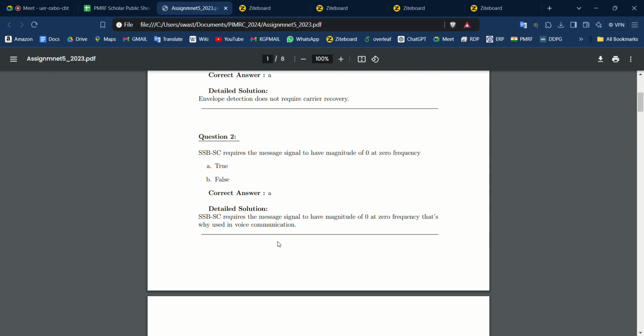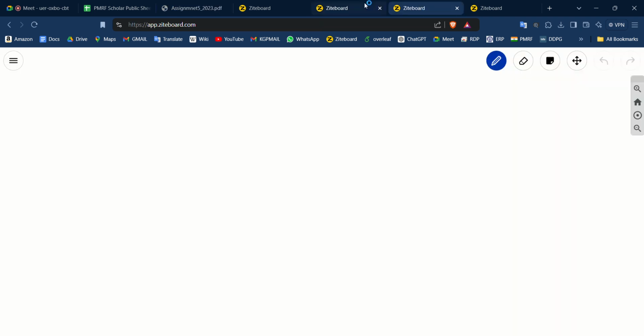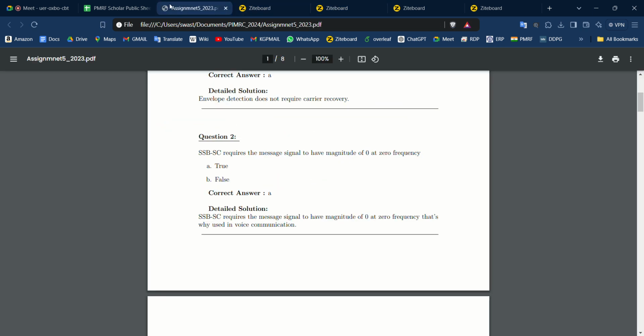SSBSC requires the message signal to have magnitude 0 at 0 frequency. That means the SSB-SC signal requires the message signal to have a magnitude of 0 at 0 frequency. Zero frequency is otherwise known as DC. So what it says is that the message signal must have no DC for single sideband suppressed carrier modulation. To better understand this, we need the formula of single sideband suppressed carrier.